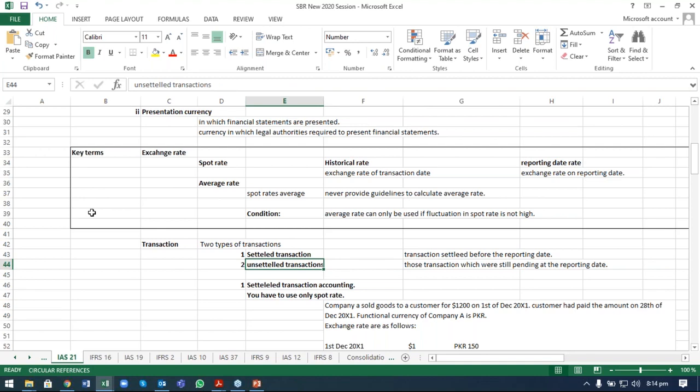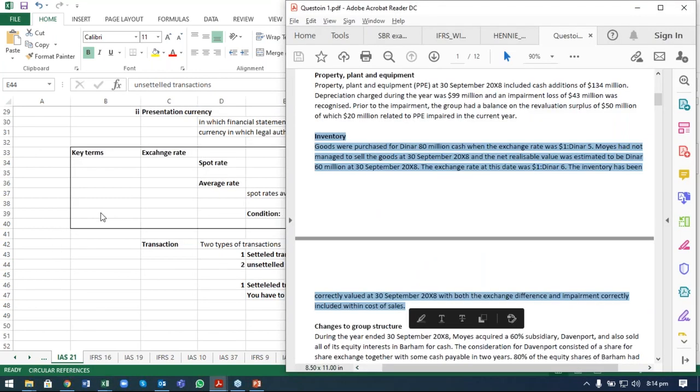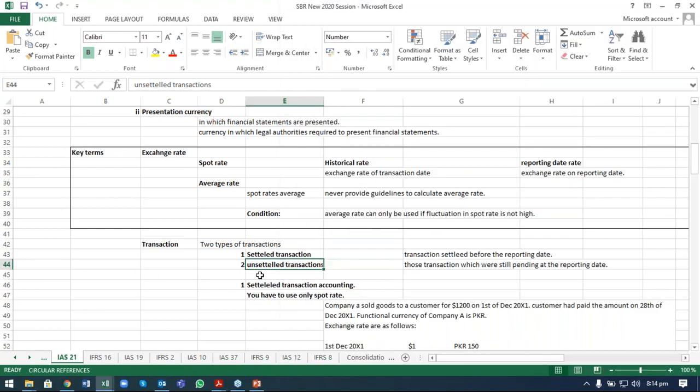Second thing is the unsettled transaction. In this scenario, we have seen that this is an unsettled transaction. Why unsettled? Because we have purchased the goods, but the Moyes group had not managed to sell these goods. These goods are still within the inventory of the Moyes group. So this was an unsettled transaction. If the inventory was purchased and sold during the year, it would be a settled transaction. But right now it's not settled, so we need to make sure this is an unsettled transaction.